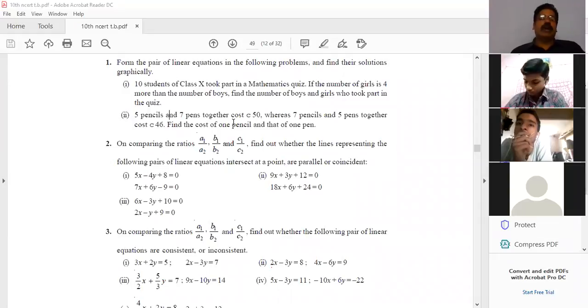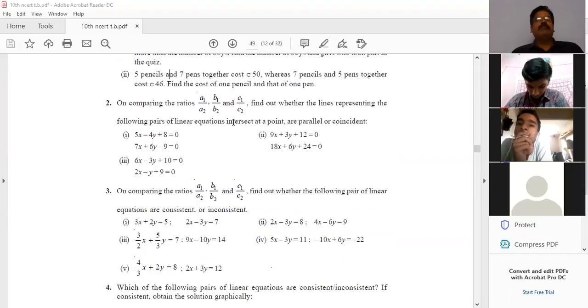Steps, sir. Also you can write in the graph book only. Now see the second sum. Compare the ratios A1 by A2, B1 by B2, and C1 by C2. Find out whether the lines are intersecting at a point, parallel, or coincident. You have to say by seeing the equation only.